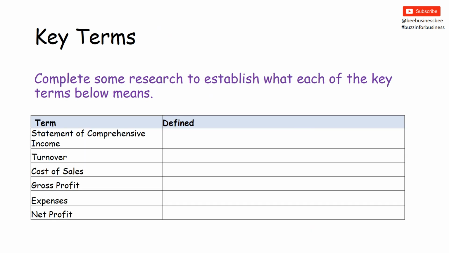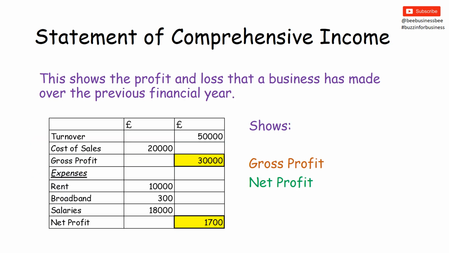So firstly, a little task for you. Pause the video whilst you draw the table and then go and research into what these terms actually mean. So statement of comprehensive income, turnover, cost of sales, gross profit, expenses and net profit. So hopefully you have now completed that task and you understand what some of the terms mean.